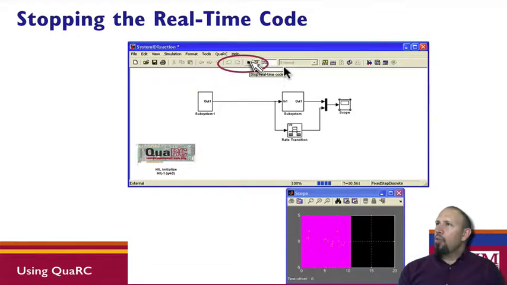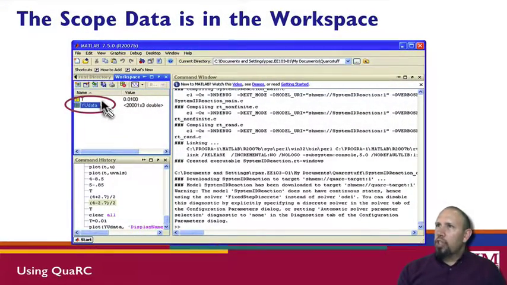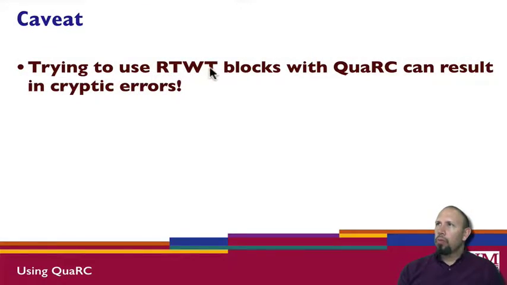Okay, so after you run the simulation, you should find in the MATLAB Workspace the variable name that you put into the scope's settings. Now you need to be careful because there are some blocks, particularly real-time Windows target blocks, that will result in weird errors. So you can't just use any block with QuaRC in the real-time setting. So you need to be careful. The real-time Windows target blocks are particularly susceptible to problems.